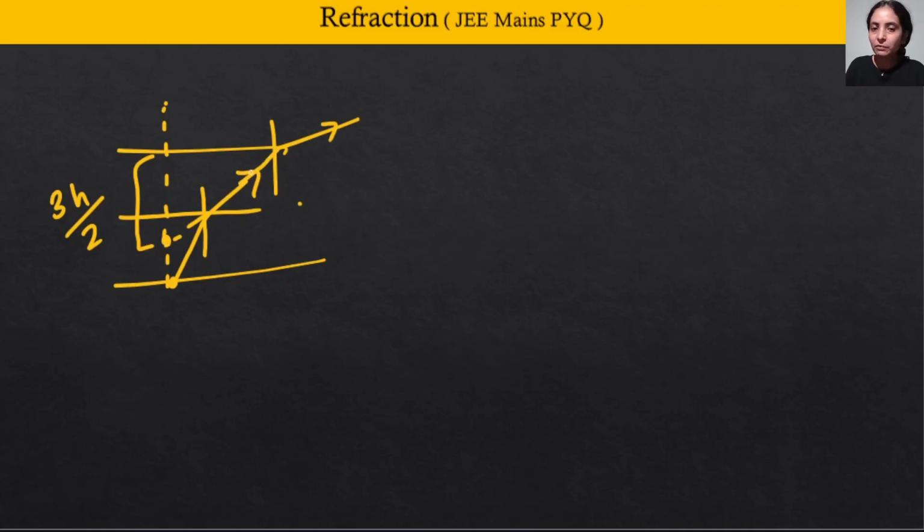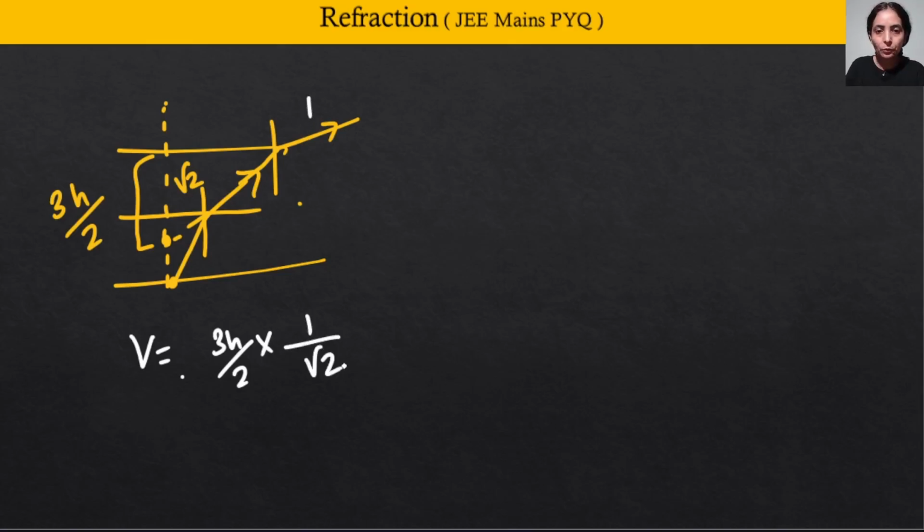Now look, the light incident on the second surface is in media root 2. Done? So if you use the formula again, V is equal to U, that is 3h by 2, into mu2, the refractive index of the media in which the refracted light is, that is 1, divided by root 2. So this is equal to 3h by 2 root 2. So this will be the answer, 3h by 2 root 2.